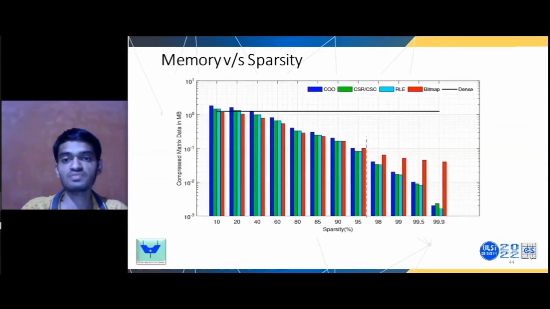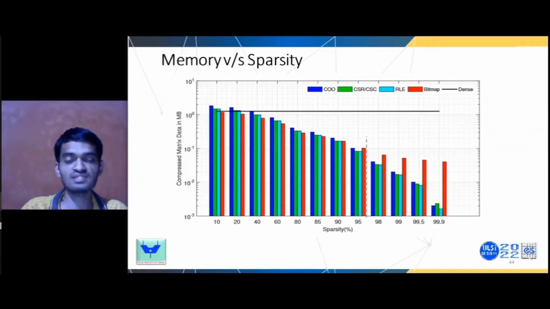So this is a comparison between the memory required versus the sparsity for all the 5 formats. Here, the black line showcases the dense format, or uncompressed format. The bitmap format is better than all other formats from 10% sparsity up till 95% sparsity. Beyond 95% sparsity, the bitmap suffers compared to other formats. The run length encoding, as you can see, is better from 40% all the way up till 99.9%.